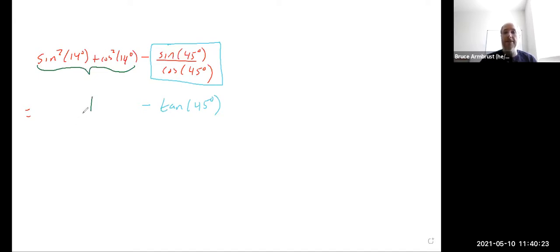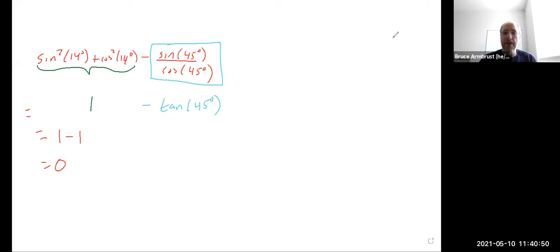All right, so already this is looking way nicer. It's just 1 minus the tangent of 45. Well, tangent of 45 degrees, if we look at our chart, is just equal to 1. So it turns out that this horrible expression is actually just equal to 0. So identities can really help you in situations like this one.